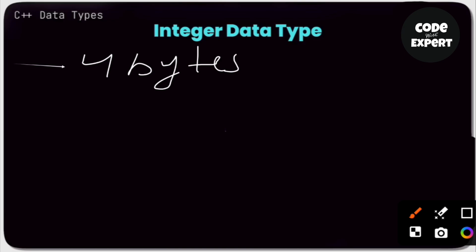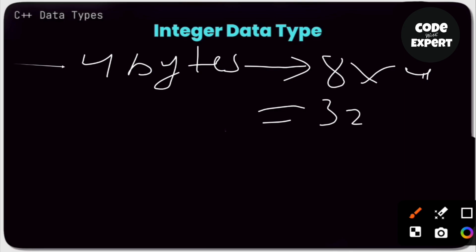And as you know, 4 bytes are equals to 8 into 4, that is 32 bits.